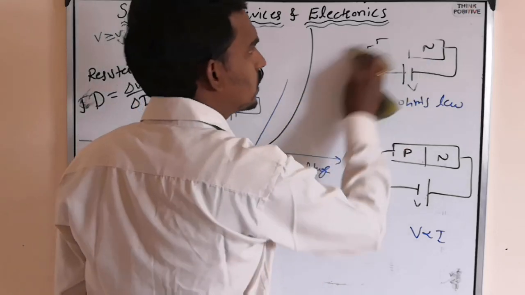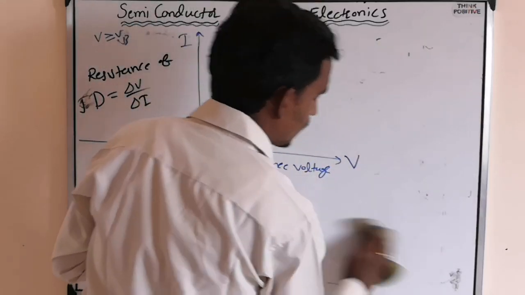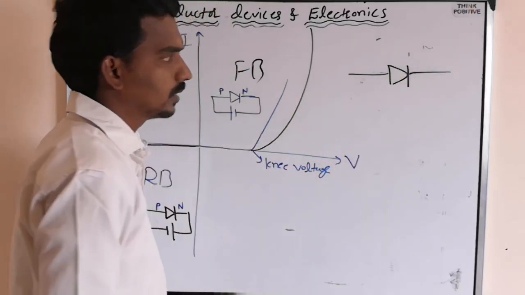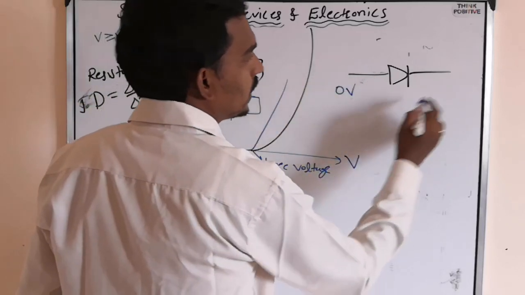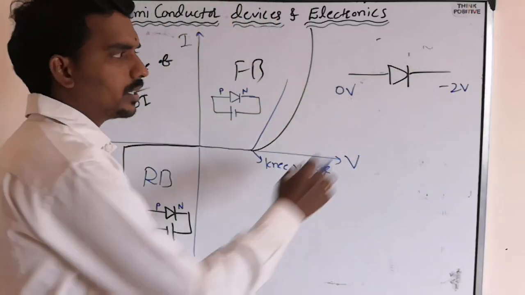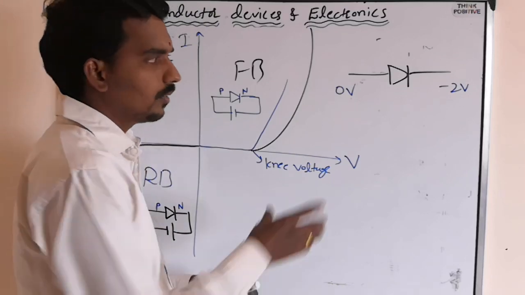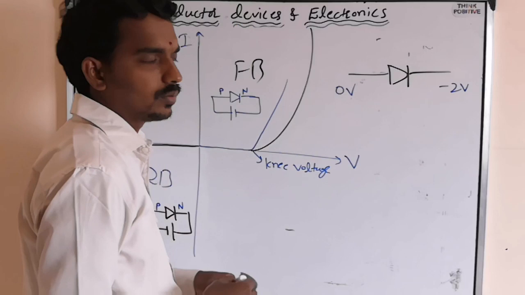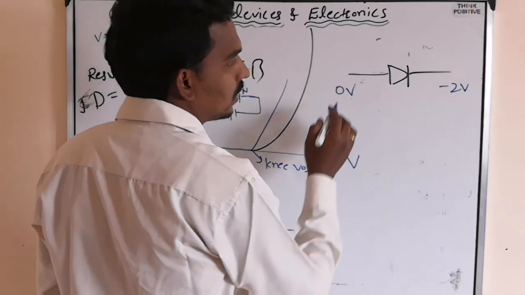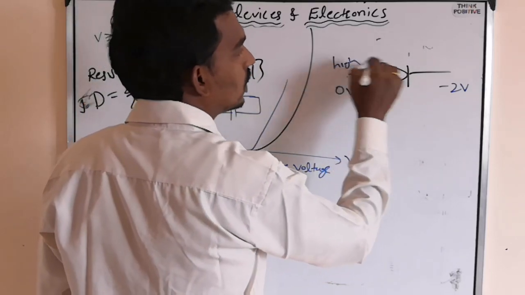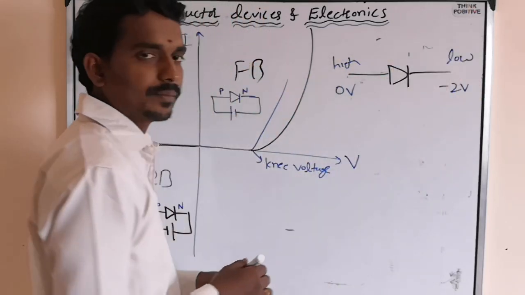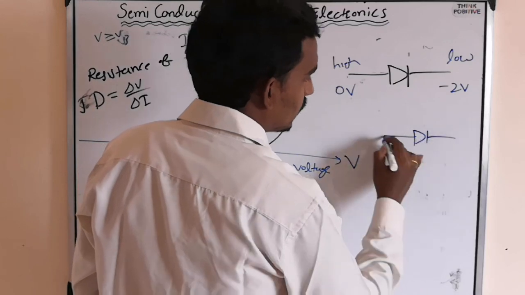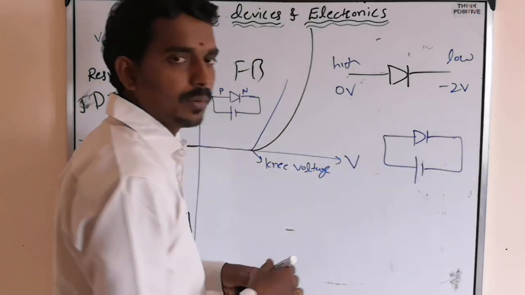But a few questions come in the entrance exams based on this connection only. Like suppose one diode is there. Here 0 volt, here minus 2 volt. Which type of connection is it? Whether it is forward or reverse bias. This is 0, this is minus 2. So here this is high potential, this is low potential. Like see here. This is actual forward bias.